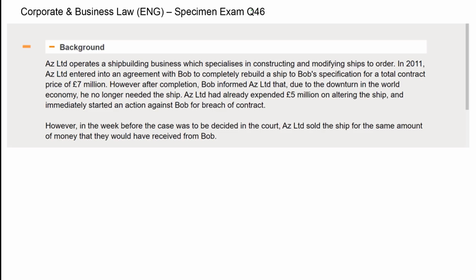This section B question is all about breach of contract and remedies. So we've got here AZ Limited operates a shipbuilding business which specialises in constructing and modifying ships to order. So these are bespoke pieces of work. In 2011, they entered into an agreement with Bob to completely rebuild a ship for a price of £7 million.